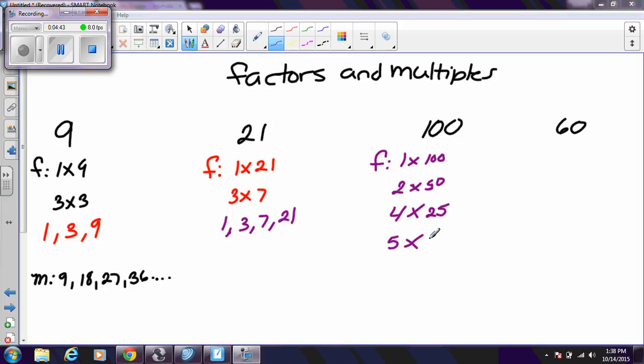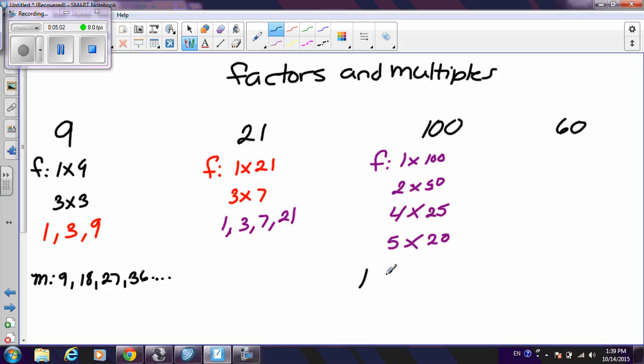So we have 5 times 20. Okay. And then we have 6. Oops, excuse me, I don't know what I'm talking about. There's no 6 in 100. All right, so we can stop at 5 and 20. I believe we have all of them. So let's list them out. Make sure we didn't leave any out.